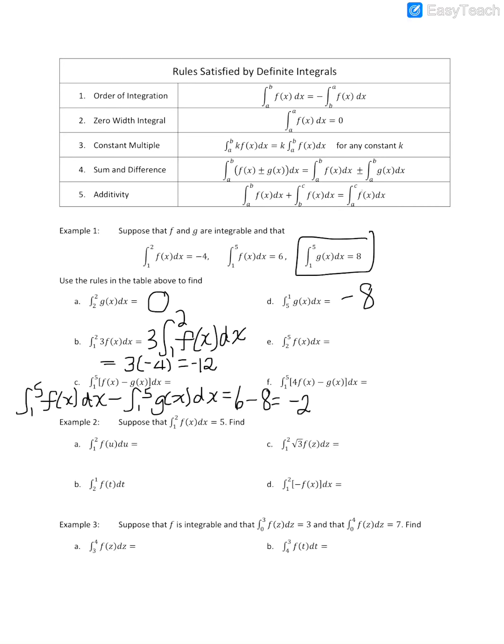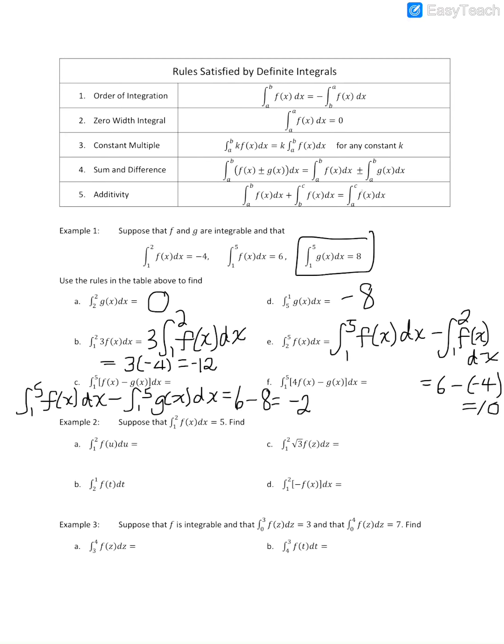Okay, on E, we're going from 2 to 5 of f of x dx. We don't have that information, but we do know 1 to 2 and 1 to 5. So what we can do is take 1 to 5 and subtract off the 1 to 2, and that would give me the 2 to 5. So this is going to give me 6 minus -4, which is 10.